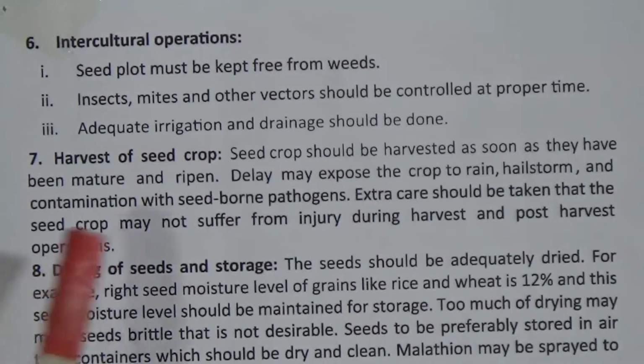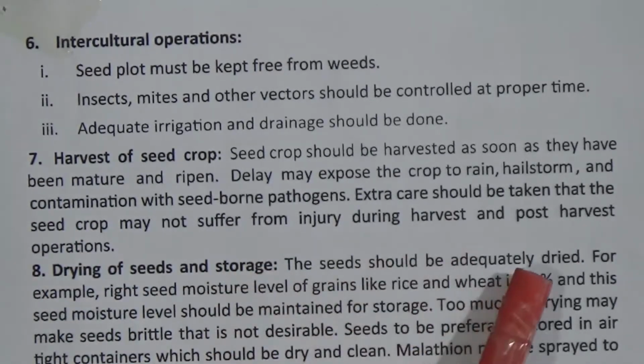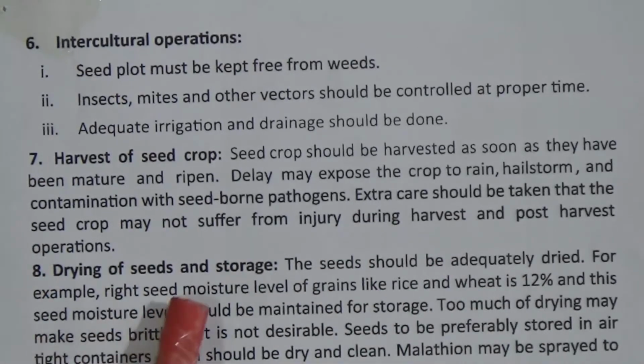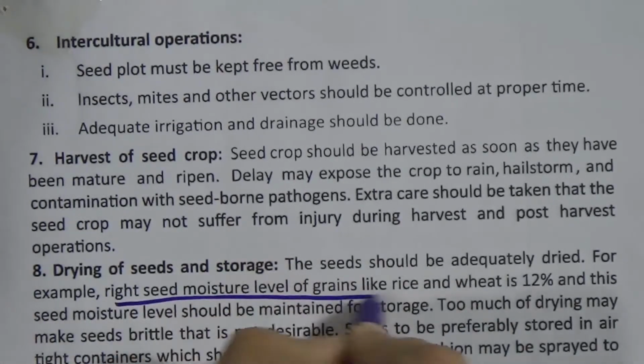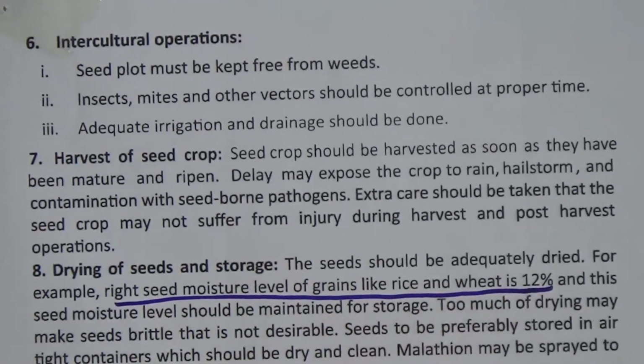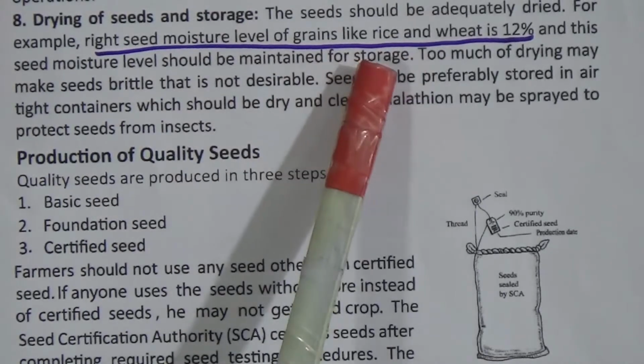Number 8. Drying of seeds and storage. The seeds should be adequately dried. For example, the right seed moisture level of grains like rice and wheat is 12%, and this seed moisture level should be maintained for storage.